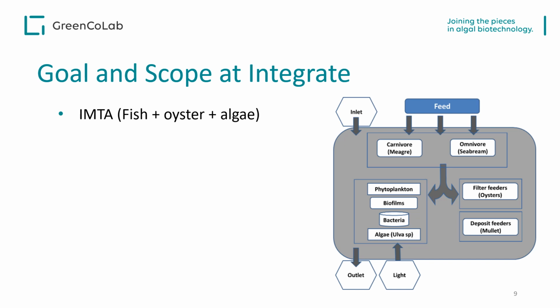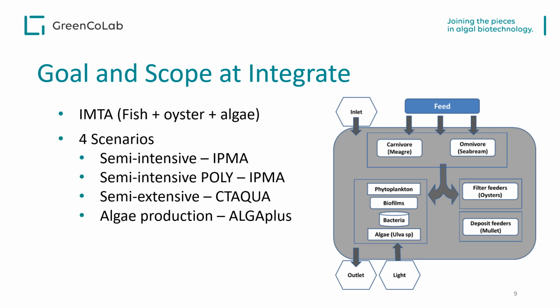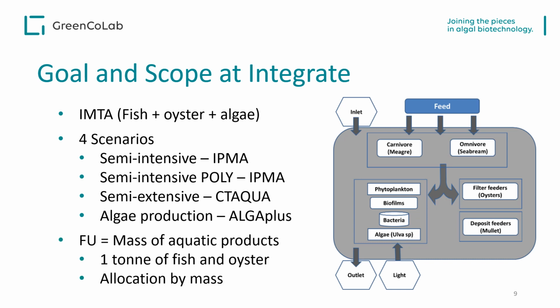In the case of the integrated system, we define the boundary to begin at income and finish at the product gates, that is the production of fish, oyster, and algae. And we evaluate four different scenarios. There are three already studied in Integrate 1 by IPMA, the semi-intensive IMTA, the polyculture, and the semi-extensive IMTA at Cetaqua, and the alga plus algae production, now in the extension of the project. And the functional unit is 1 ton of aquatic product, mainly fish and oyster, with the impact allocated by mass.